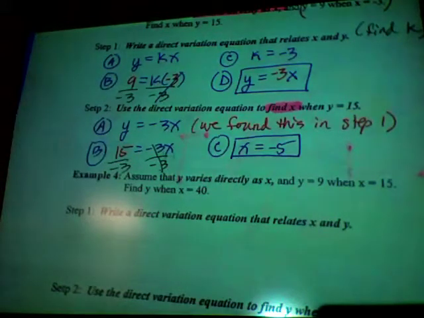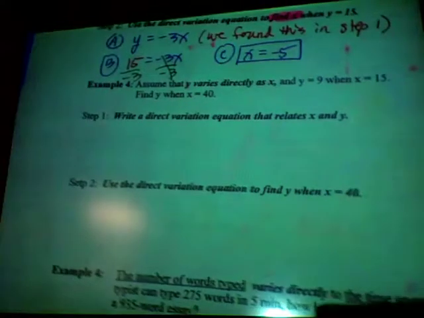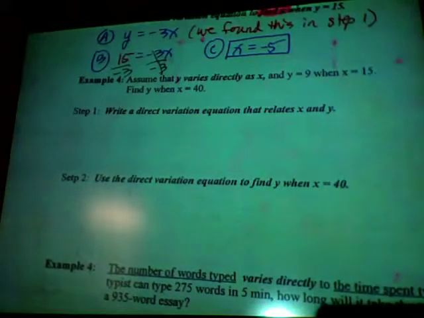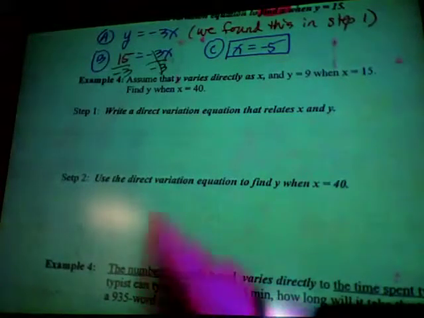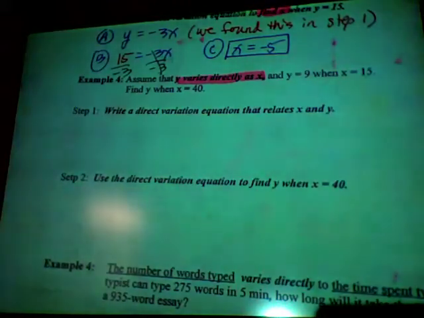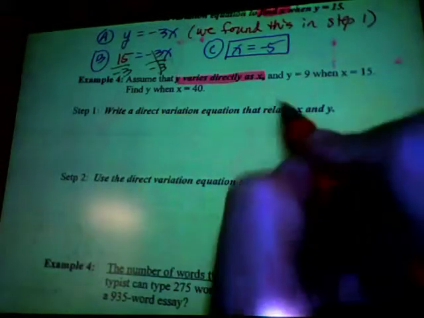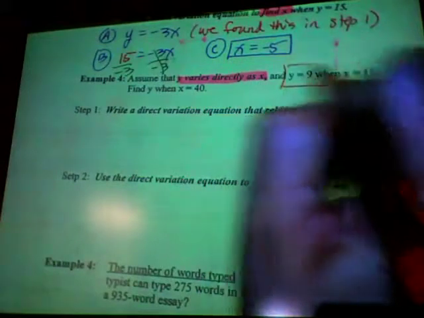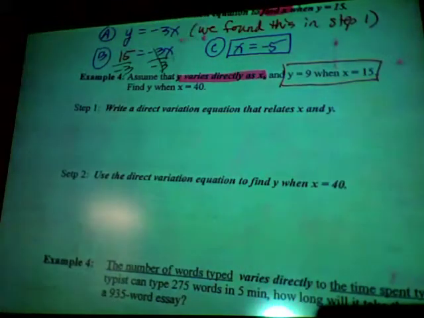So example 4. If you can do it on your own, do it on your own. But again, we see this verbiage, y varies directly as x. The minute they use that phrase, you know we're dealing with y equals kx. This time, they give you a full ordered pair again, don't they? So follow the exact same steps that we just did.